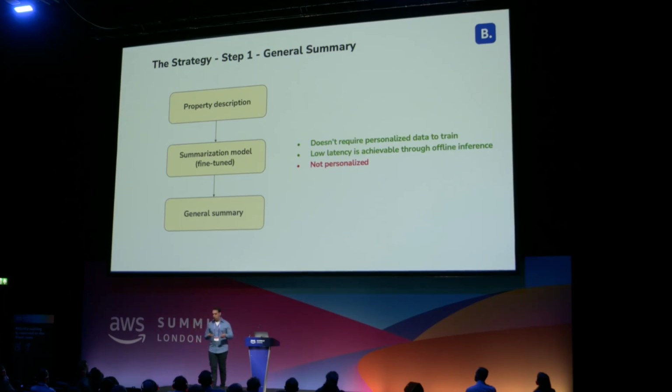The main advantage of this approach is that it doesn't require any personalized data to train. We use data that our content experts generate for us, and it allows us to achieve low latency because we do it on a daily basis. We generate the summaries on a daily basis and store them, and then we just serve them in production based on our database. But the disadvantage of this approach is that it's not personalized to users.